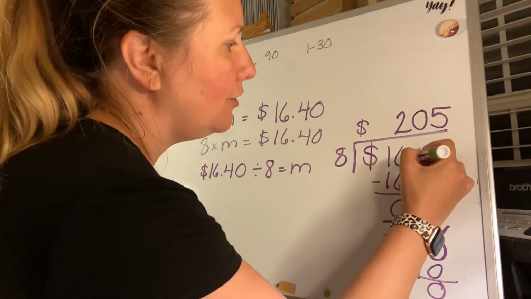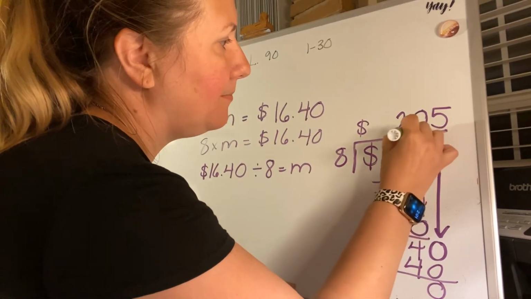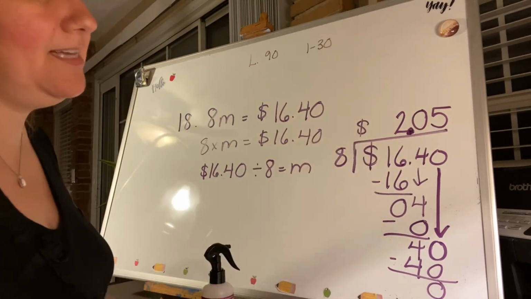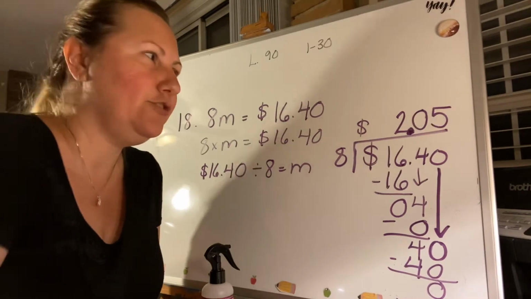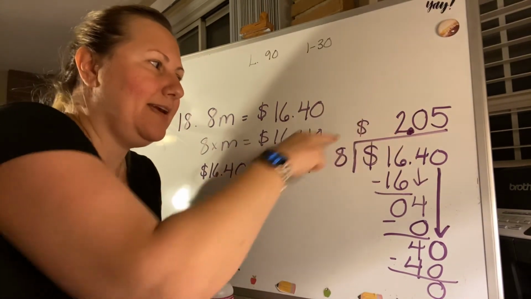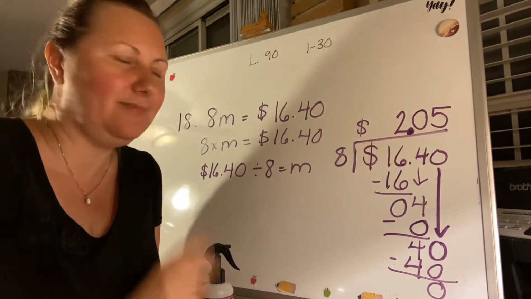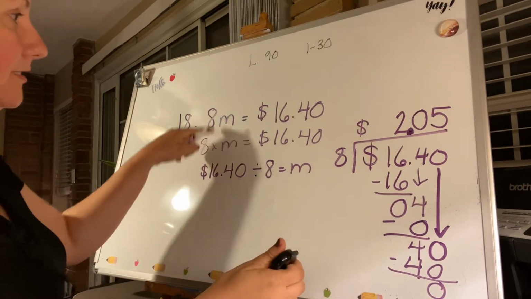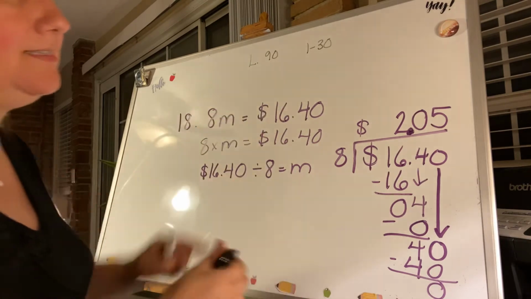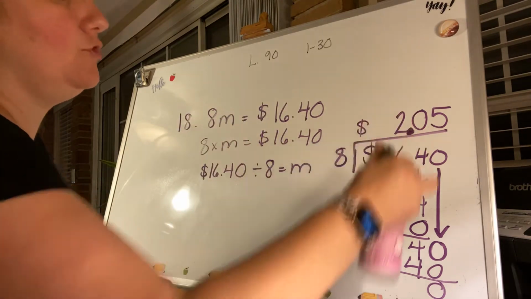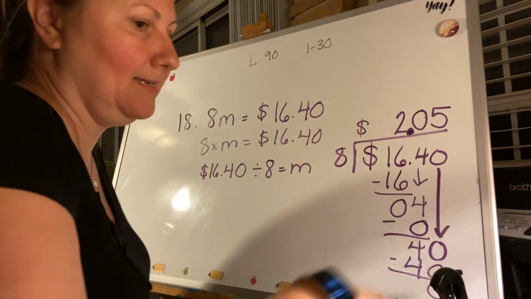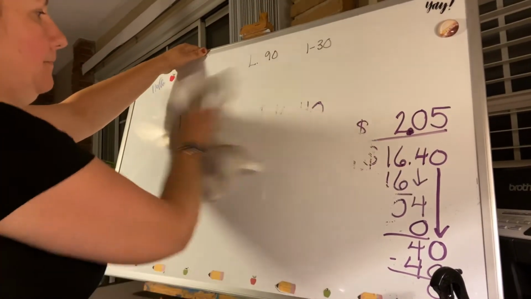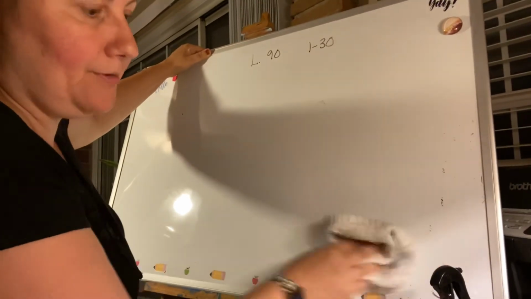No. Make sure you bring the decimal point up. That decimal point tells us that it's $2.05. And does it make sense that $2 and a few cents times 8 is $16 and something? I hope so. So we solve for m. 8 times what is 1640? 8 times $2.05 is $16.40. All right, so that's number 18.